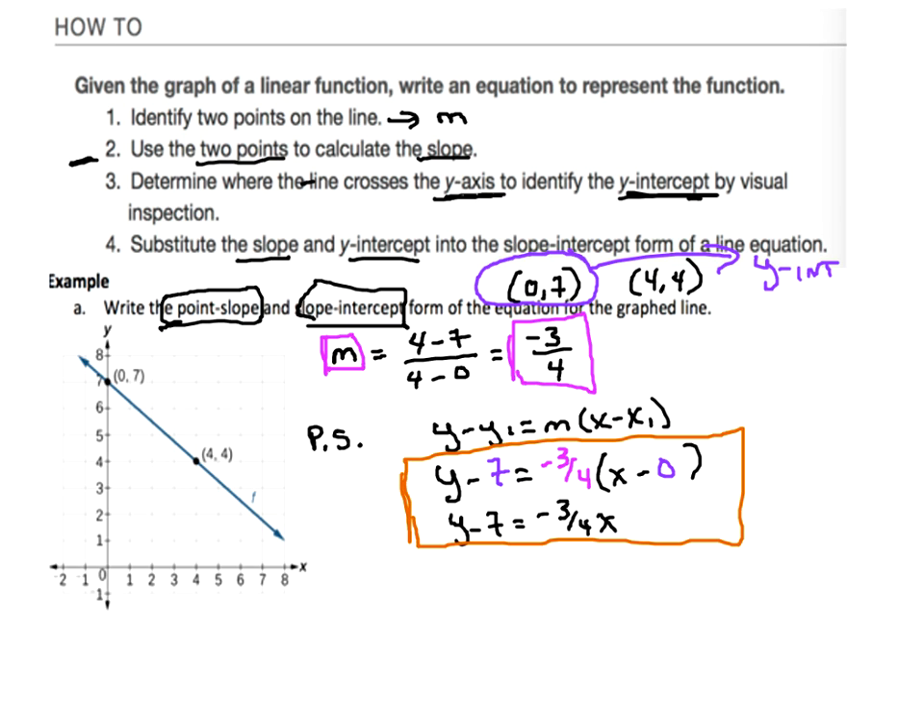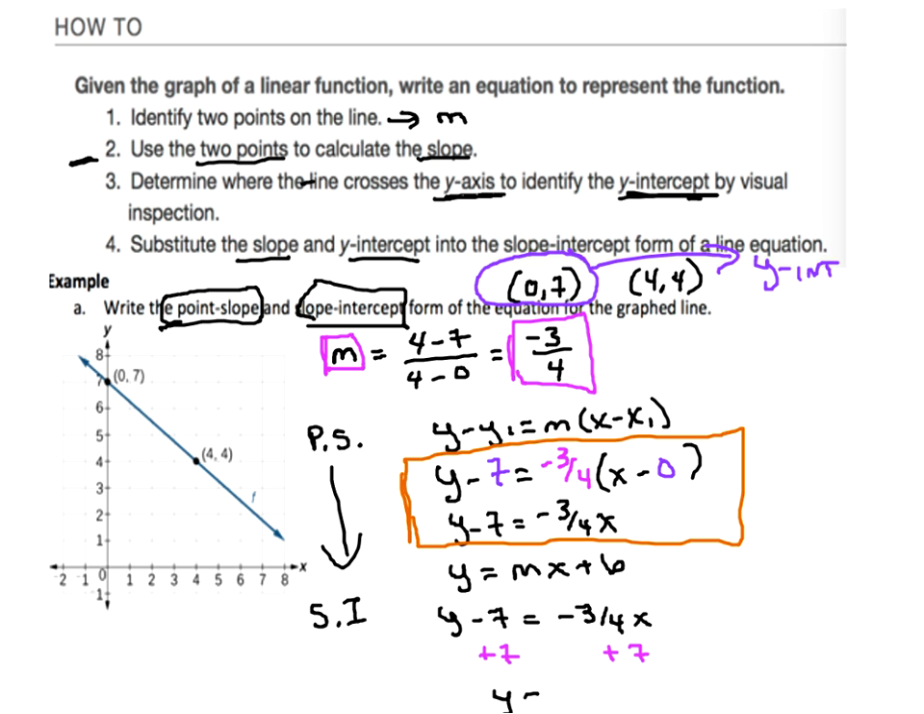Now moving from point slope into slope intercept. Slope intercept is y equals mx plus b. So I start with y minus 7 equals negative 3/4 x. All I need to do is add 7 to both sides. And notice we said 7 was our y-intercept. And here we are, y equals negative 3/4 x plus 7. It's sitting in the position of the y-intercept there. Let me just box this in, showing there's a valid slope-intercept form.